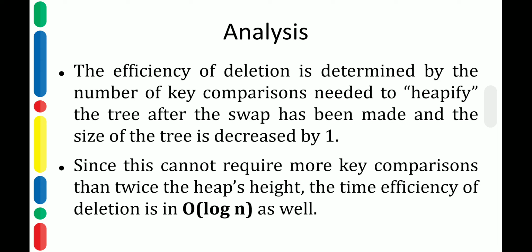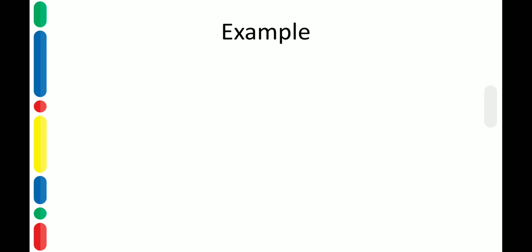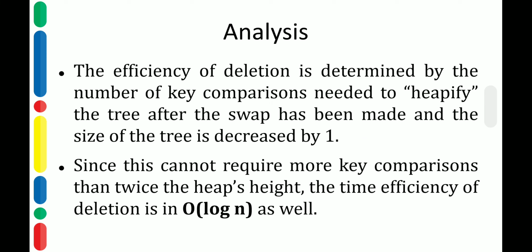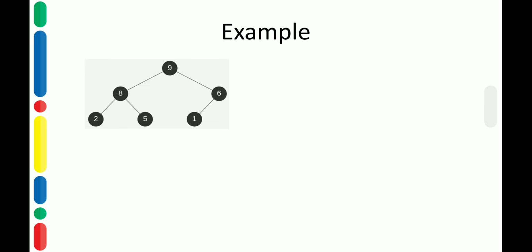The number of key comparisons cannot be more than 2 log n, and therefore we say that the efficiency of this deletion will be big O of log n. So the analysis here is for insertion and deletion, which require log n comparisons to achieve this. So let's look at an example.